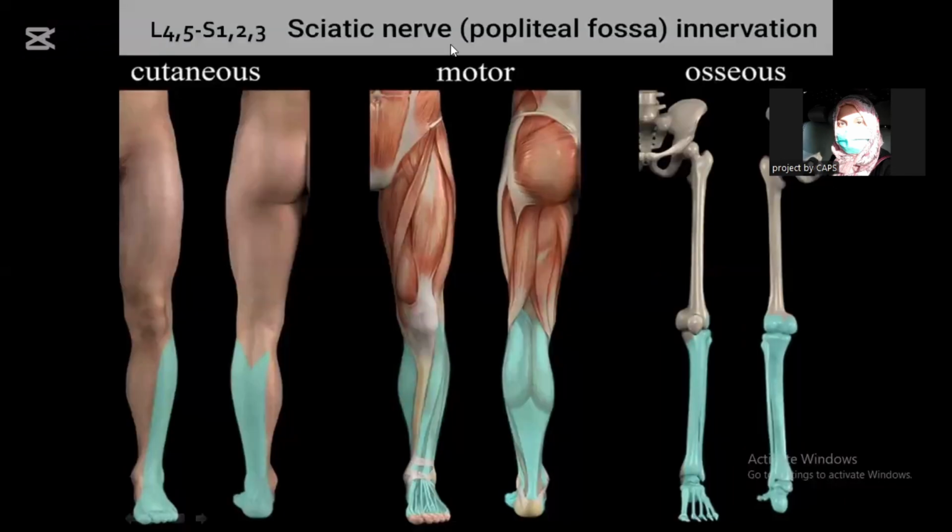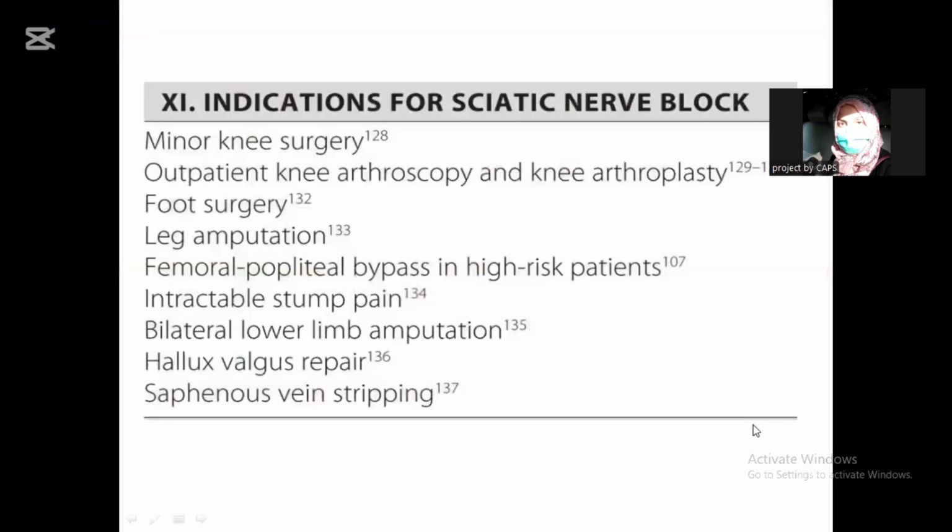Now the sciatic nerve at the popliteal fossa supplies the lateral part of the lower leg, the whole dorsum of the foot, and the sole of the foot. And then you can see its motor supply, and this is the osseous or the bony supply.